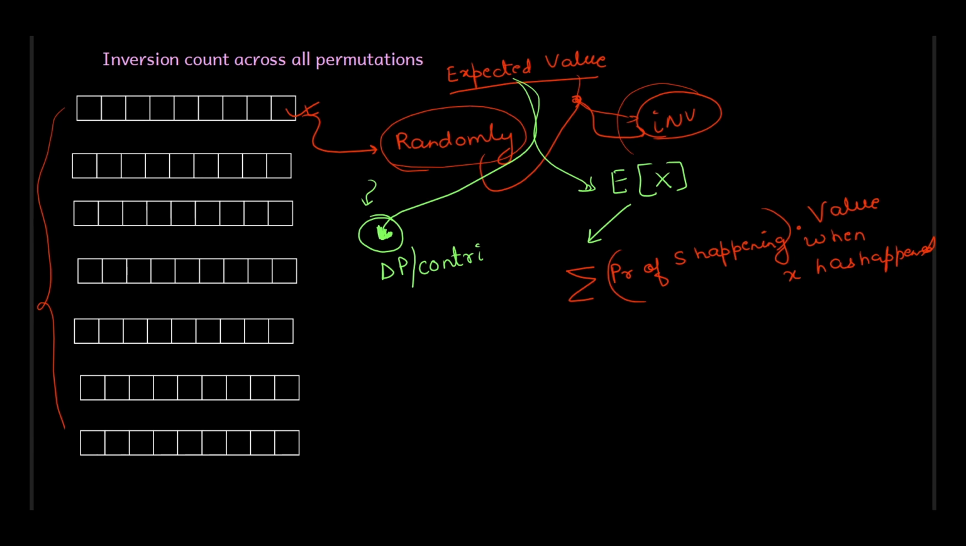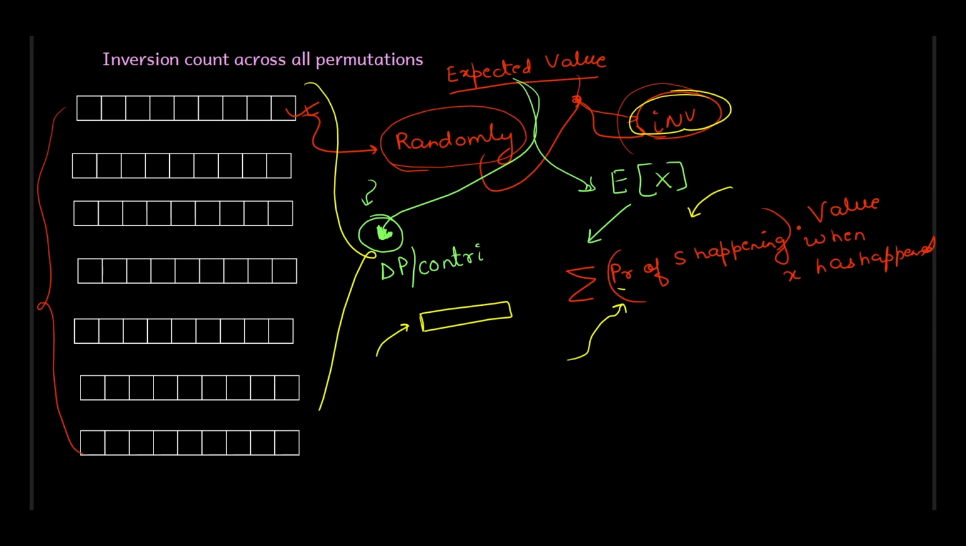Here I'm focusing on how we can use the expected value concepts in competitive programming. So for expected value, if you want to find out the expected value of the number of inversions across all the permutations, you ask what is the probability of getting a particular permutation, and what is the probability of a particular scenario happening, into what is the actual value, because once that scenario has happened, you have a permutation that is fixed. Once that has happened, what is the inversion count when that thing has actually happened.